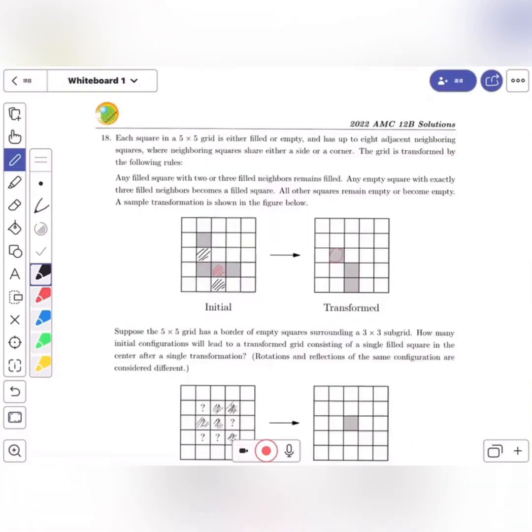Where neighboring squares share either a side or a corner, the grid is transformed by the following rules. First, any filled square with 2 or 3 filled neighbors remains filled. Any empty square with exactly 3 filled neighbors becomes a filled square. And all other squares remain empty or become empty. A sample transformation is shown in the figure below.